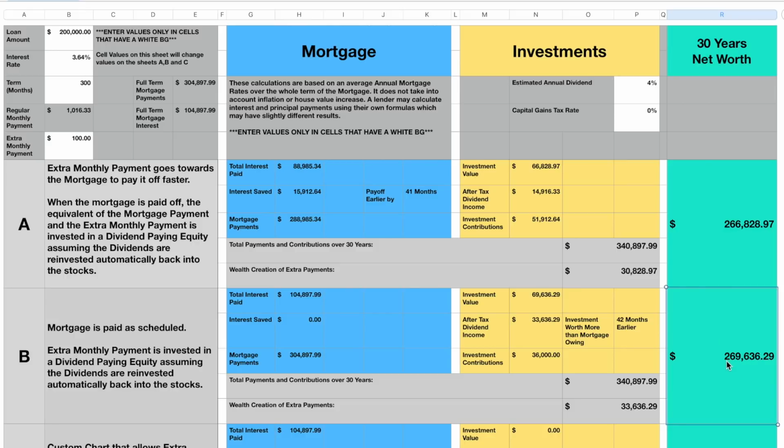Not a lot, $269,000 compared to $266,000. So it's only a $3,000 difference over 30 years, not very much money. And everybody always wants to know, well, when can you actually pay off your mortgage?